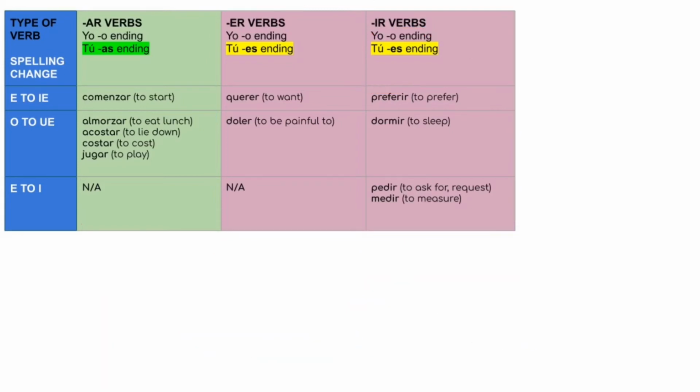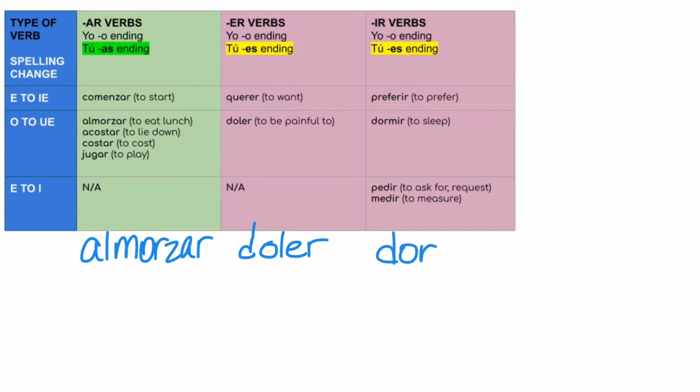Now I'd like to show you some more examples. More examples are better for these types of verbs. I know they're confusing. I'm going to show you the next batch. Almorzar, which means to lunch, to eat lunch. Doler, we haven't seen before, but I included it as an example of this type of verb. And dormir, you may or may not have used when we did our daily routine, to sleep.